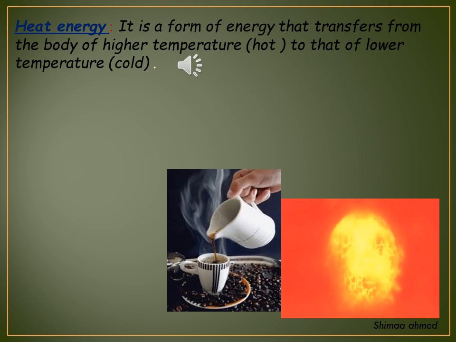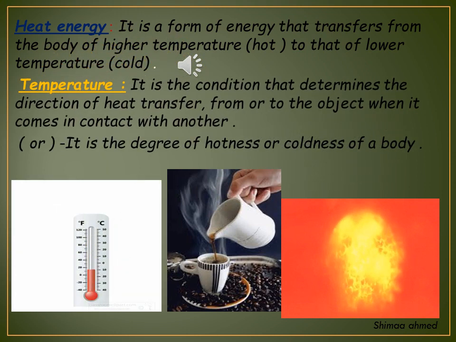And what is temperature, as found in our definition? It's a degree of hotness or coldness of a body. But we don't measure the temperature by our hand. We measure it by using a thermometer. So we have another definition: it is a condition or a number that determines the direction of heat transfer, whether it's to or from the object. So we use the thermometer, which has a lot of numbers that indicate whether the object is cold or hot.